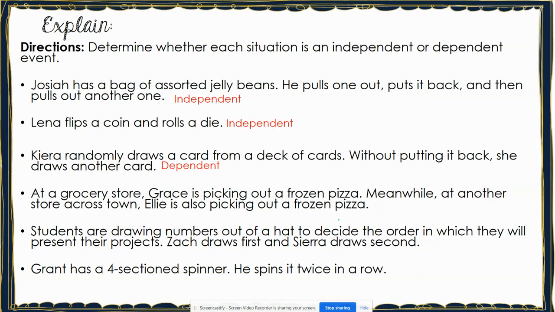Our next problem says at a grocery store, Grace is picking out a frozen pizza. Meanwhile, at another store across town, Ellie is also picking out a frozen pizza. These are actually independent events because when Grace picks out her frozen pizza at a grocery store, it does not affect the number of pizzas that Ellie can pick out because Ellie is at a different store. If they had been at the same store, then this would have been a dependent event because Grace would have chosen a pizza that was Ellie's.